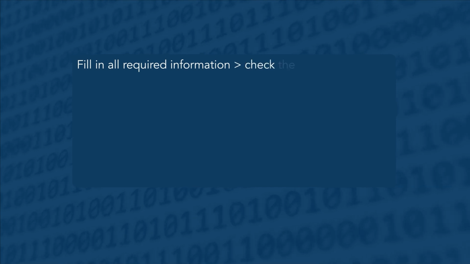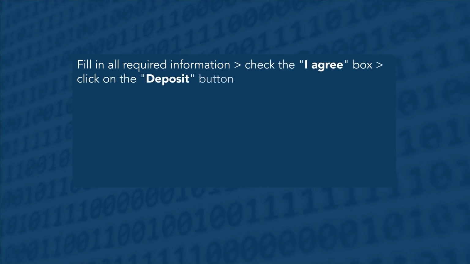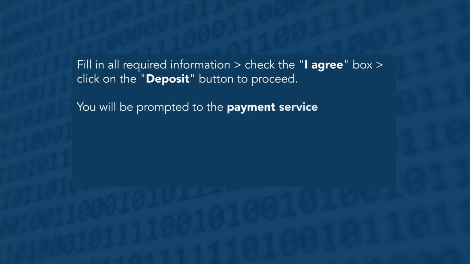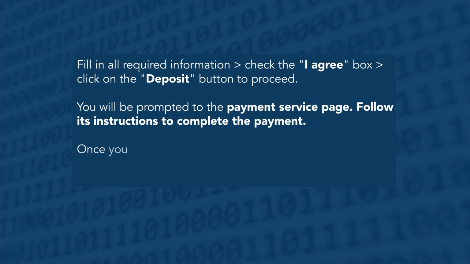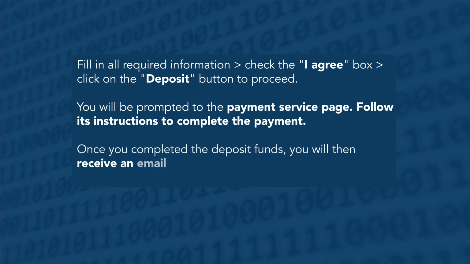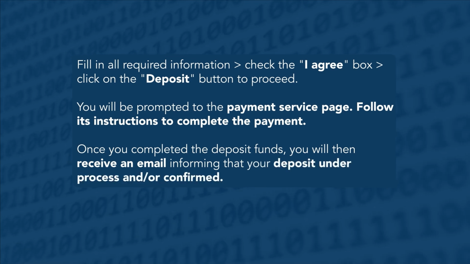Fill in all required information. Check the I agree box. Click on the Deposit button to proceed. You will be prompted to the payment service page. Follow its instructions to complete the payment. Once you completed the deposit funds, you will then receive an email informing that your deposit is under process and/or confirmed.